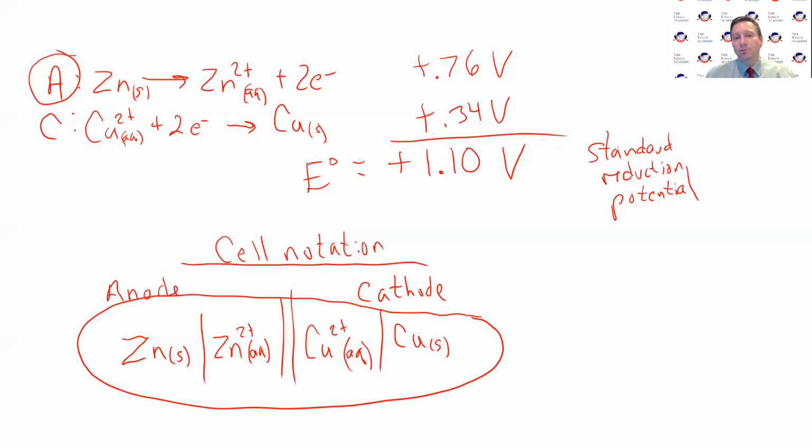Our standard reduction potential, we calculated it today. We got our E sub naught as plus 1.10 volts. That's our standard reduction potential. And we learned to put together cell notation of our 2 half reactions in a galvanic cell. Next time, we'll look at another galvanic cell and calculate our standard reduction potential and also write the cell notation for that. Thank you for watching.